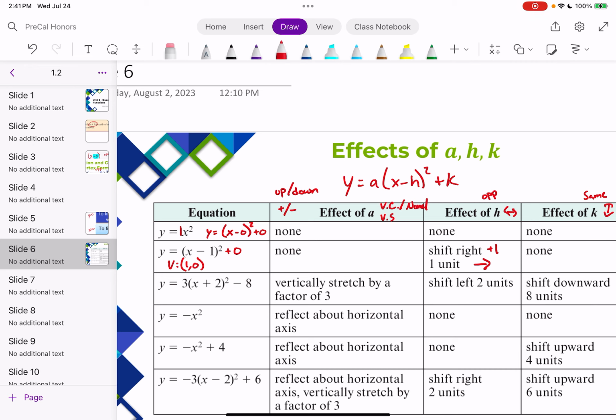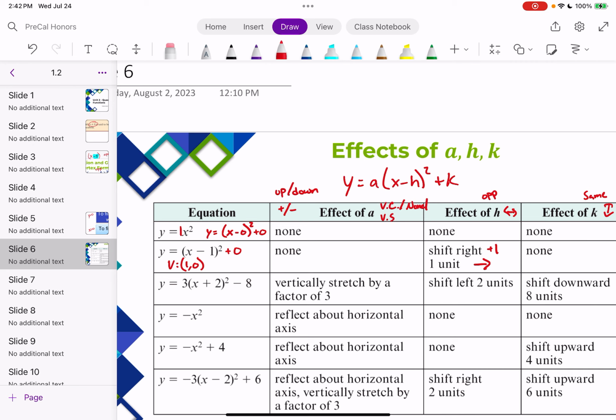Let's take a look at the third one. Here we see we have A, H, and K within our problem. So, once we are taking a look at this problem, we're going to go ahead and look at our y. Now, our equation starts off with y is equal to 3 times x plus 2 squared minus 8. We know our a, which is 3, is positive, so it's going to face upwards.